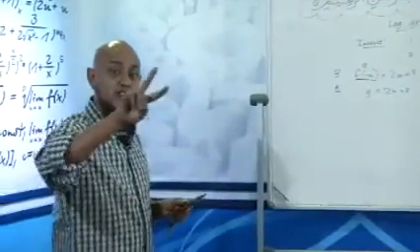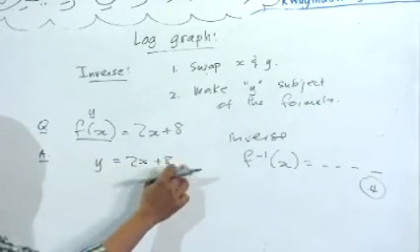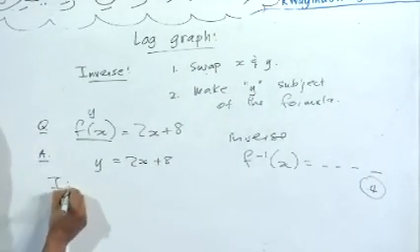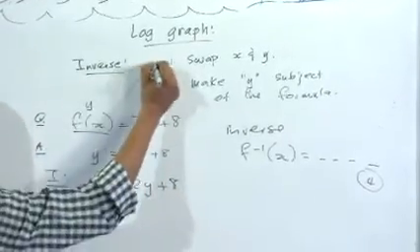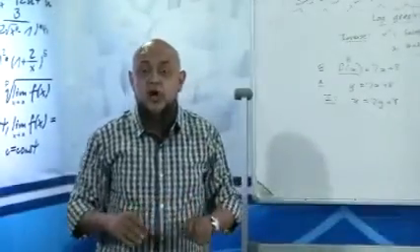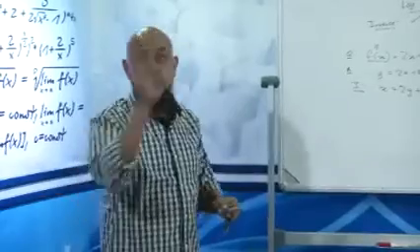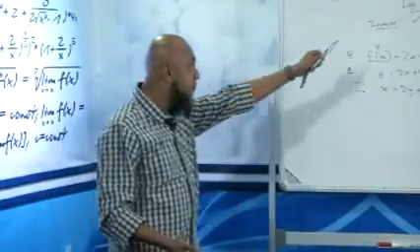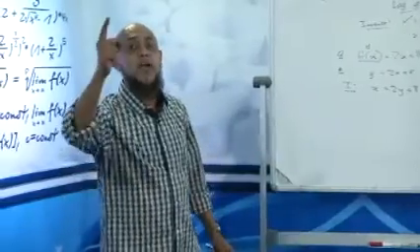Inverse means the opposite. So swap x and y. Instead of y equals 2x plus 8, for your inverse function we're now going to say x is equal to 2y plus 8. If I give you rules, if I give you steps to do, I want you to follow them religiously, step by step. I'm not going to give you a rule and you're not going to be using it. So we swap the x and the y. What did I say? Step number 2, make y the subject of the formula. So what do we have now?